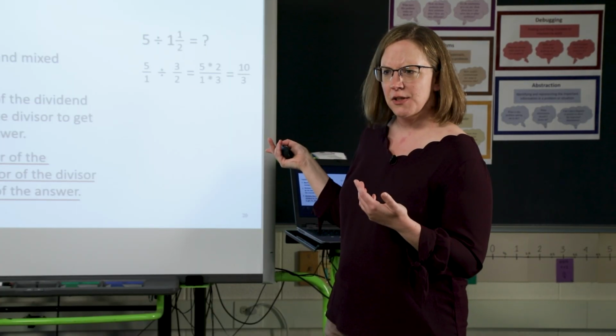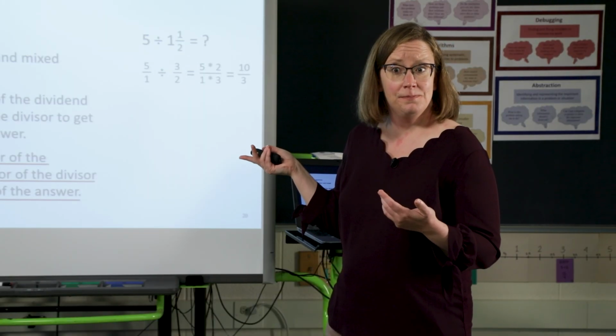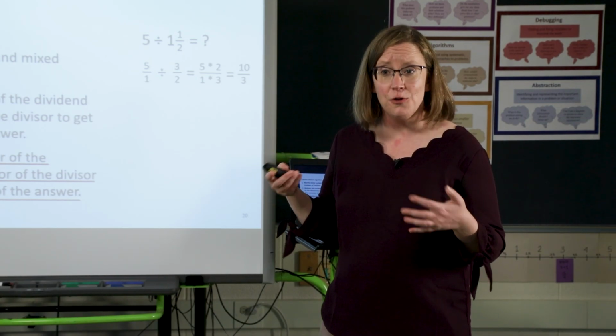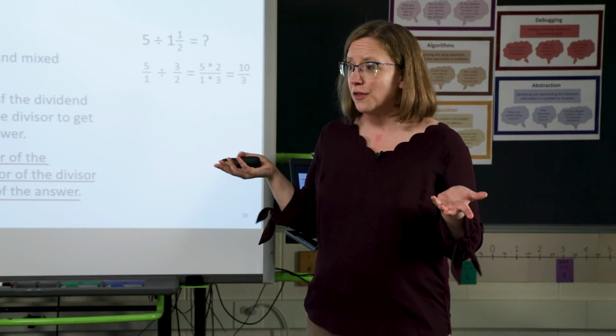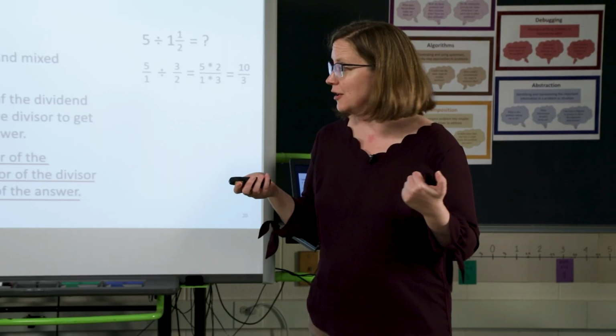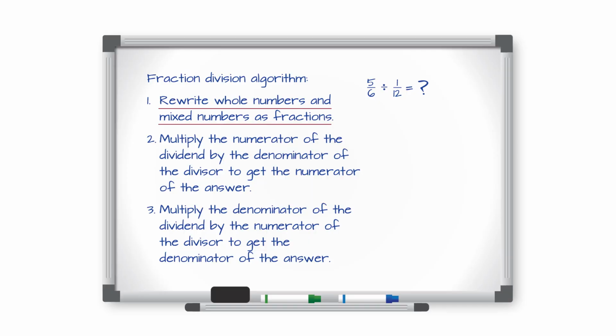Does that make sense with 10/3? Yeah, I agree, because 10/3 is equal to 3 1/3, a little more than 3. So it seems like it makes sense. Good, it seems like the algorithm's working. Let's try it with one more. How about 5/6 divided by 1/12?